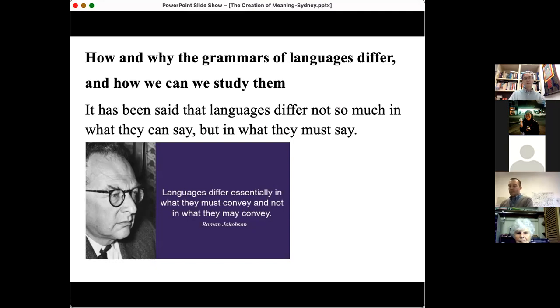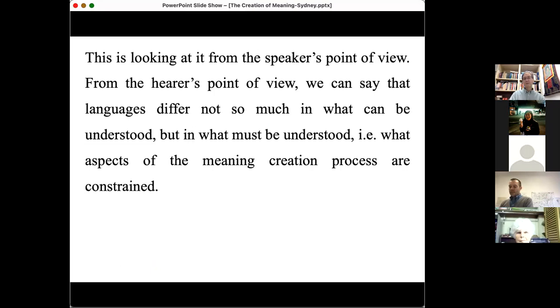Okay, so now Christian Lehmann asked me, how do we study languages using this way of looking at things? Now, Roman Jakobson said that languages differ essentially in what they must convey and not in what they may convey. But this is looking at it from the speaker's point of view. From the hearer's point of view, we can say that languages differ not so much in what can be understood, but in what must be understood, or what the speaker needs to constrain the interpretation of.